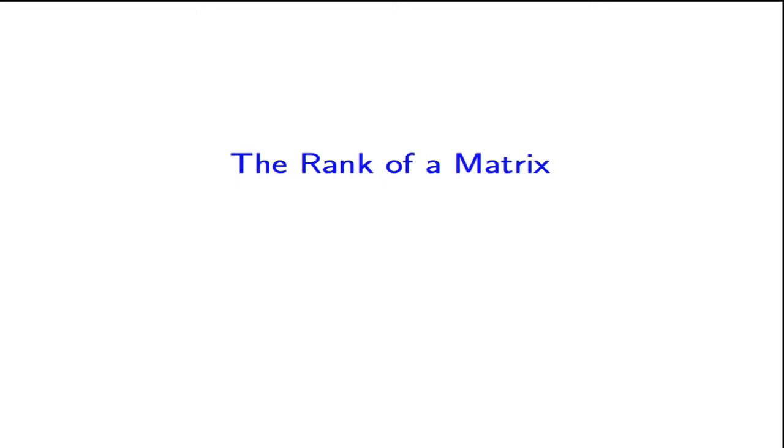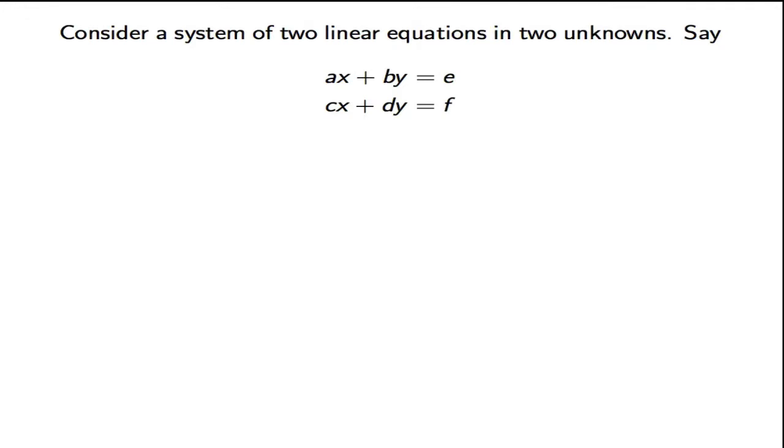So let's first see a few examples of these possibilities, and then we're going to define the rank of a matrix and see how this rank enables us to decide which of these possibilities happens. So let's suppose we have a system of two linear equations and two unknowns. Let's say ax plus by equals e, cx plus dy equals f.